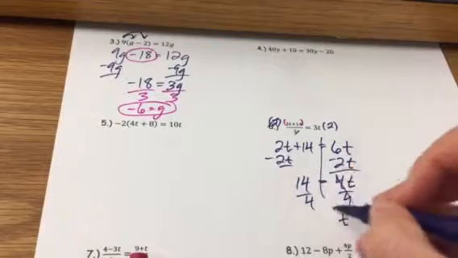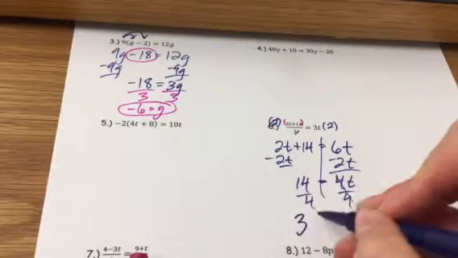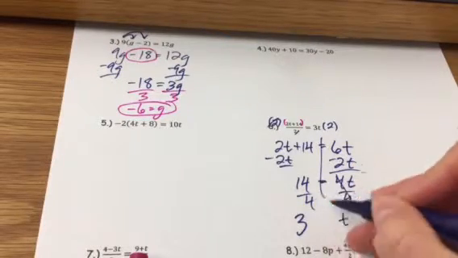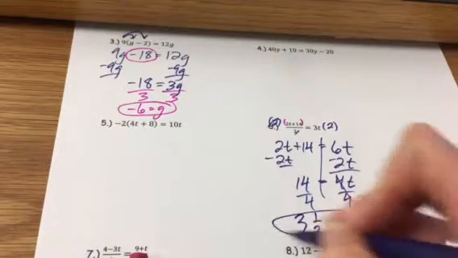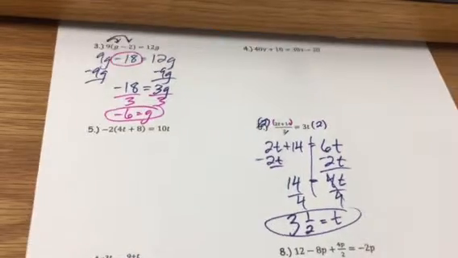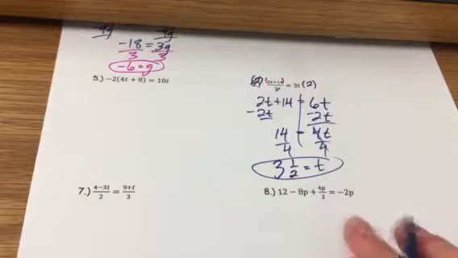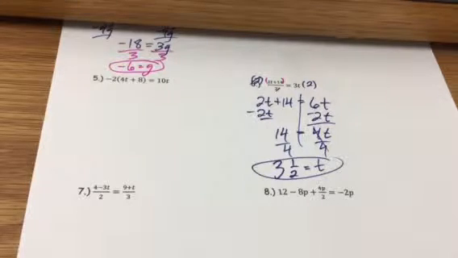Oops. 4 goes into 14 3 whole times, it gets you to 12. There's 2 left over. 2 quarters is the same thing as a half, so I'll go ahead and just write it as 3.5 right off the bat. Let's look at one more together. Let's take a look at number 8.